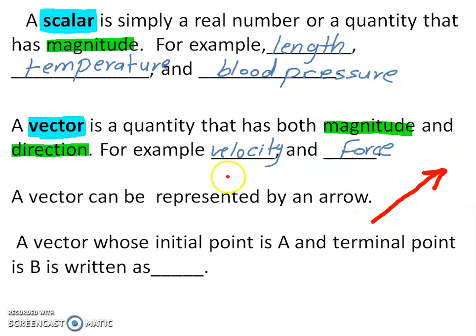Every vector has direction and magnitude, which means length, and has a starting point A and terminal point B. A vector whose initial point is A, this is the initial point, and terminal point is B, this is the terminal point, is written as AB, in this direction. A is the initial point, B is the terminal point.